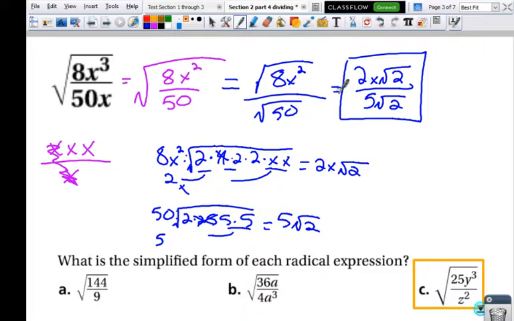Wait. So once we do the division problem, we don't have to do the simplifying problem? No, not again.